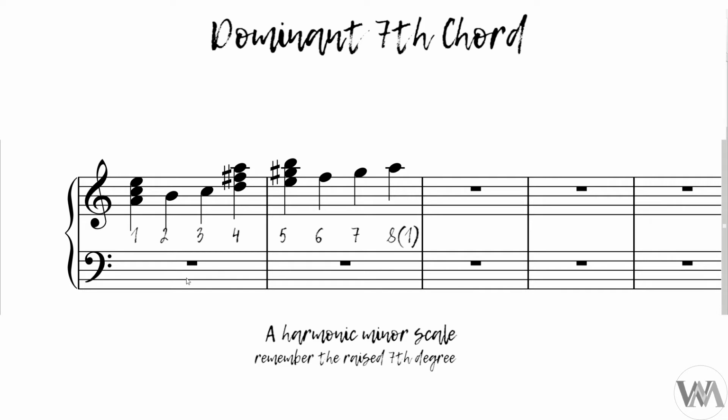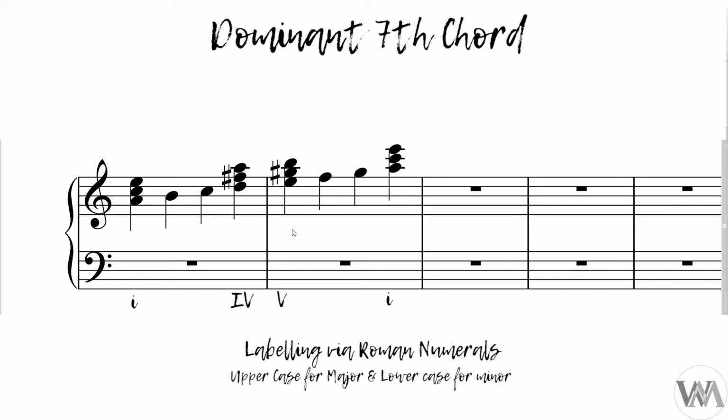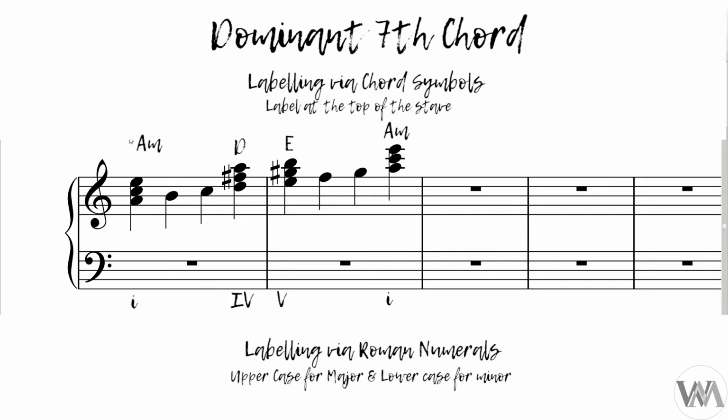The triad on the 4th degree, the subdominant, will be major as well. So we need to make sure that we have the interval of a major 3rd between the root note, which is D, and the 3rd, which is F sharp. Finally, let's just label the tonic again at the top, A, C, E. Now, labeling with Roman numerals, it would be lowercase i, iv, uppercase V, and followed by lowercase i again. And then for our chord symbols, we will have A minor, D, E, and finally A minor again.